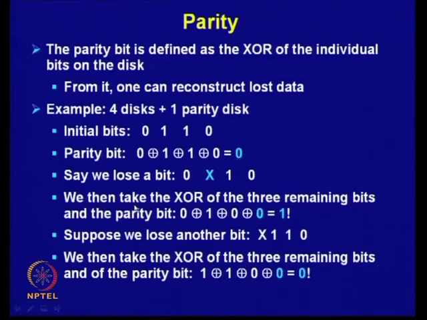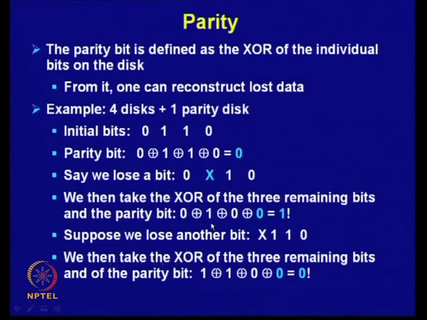So, we then take the XOR of the 3 remaining bits and the parity bit, that means 0 exclusive or 1 exclusive or 0 and exclusive or this 0, and that gives you 1, and indeed this is the data that was present here. So, you can easily reconstruct the data from this.